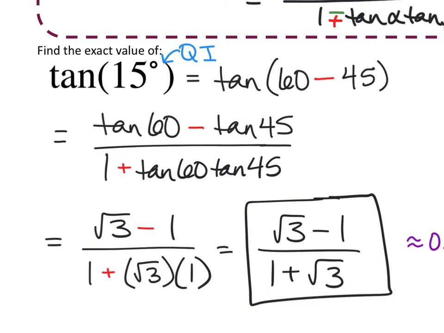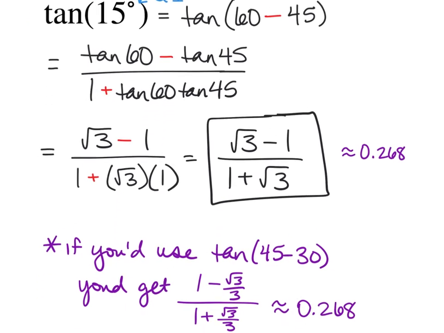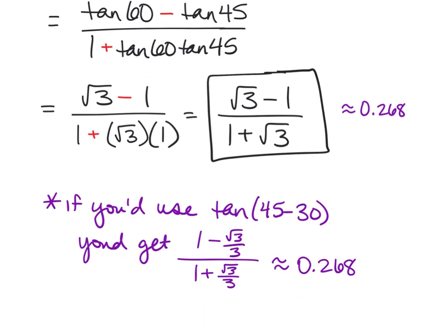Now, just to prove that this was true, if you got the exact value there, it'd be 0.268-ish. And if we had used 45 minus 30, when we would reduce that down, we'd get 1 minus square root of 3 over 3, all over 1 plus square root of 3 over 3, and wow, this is the same exact value.